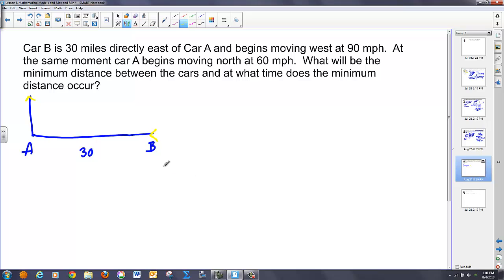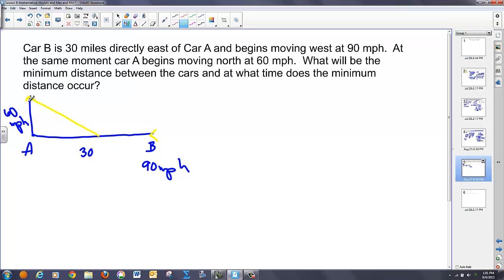And the two relative speeds are going to be 90 miles an hour and 60 miles per hour. And what I want to know is at some point in time, as soon as they start moving, they're no longer going to be 30 feet apart. They're going to close distance on each other. And I want to know what is the minimum distance apart at some given period of time.